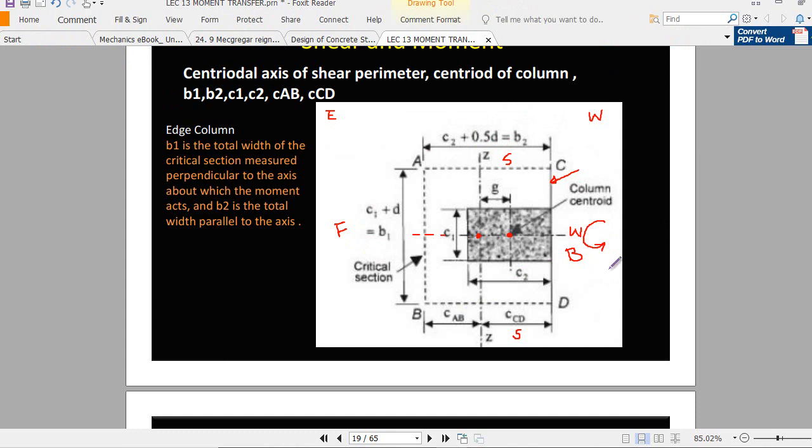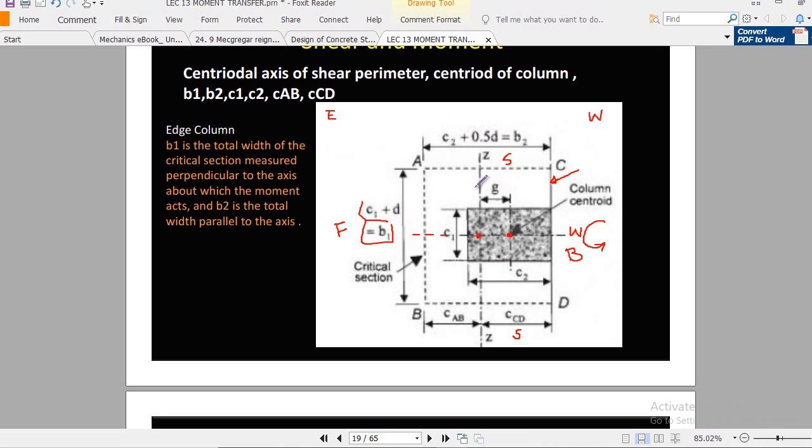In this case, remember, as this is your axis and this side is perpendicular to this axis, so that's why this is now B1, right? And here you see that this side is parallel to the w-axis, or the axis about which the moment is acting. So that's why this is now B2, right? And how to determine B2 and B1 in the case of the H column? You see here, B1 will be C1 plus D and B2 will be C2 plus 0.5 D, right?